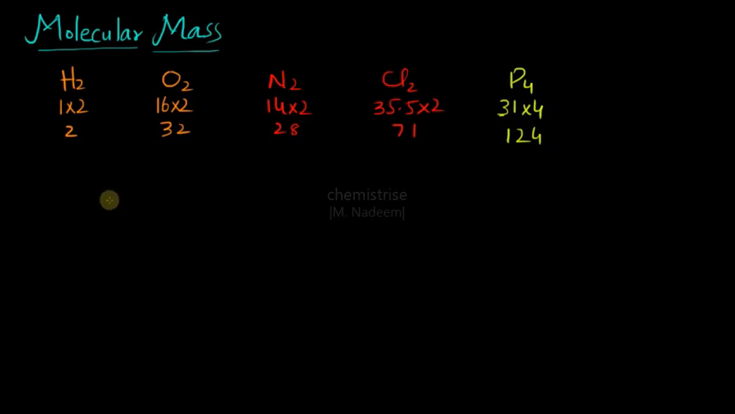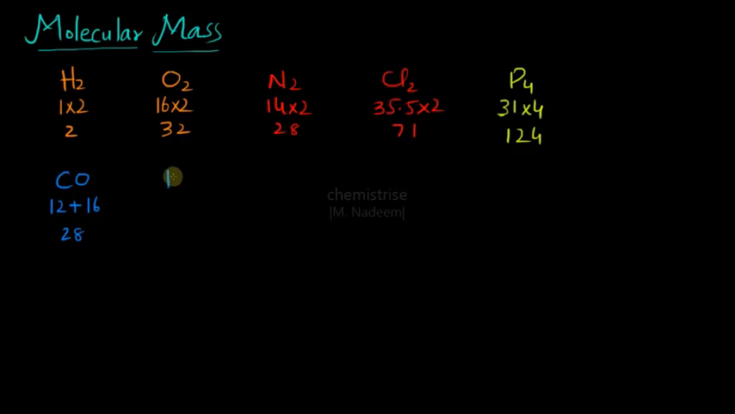Similarly, we can find the molecular mass for compounds as well. For example, we've got carbon monoxide. Now in this compound you've got carbon and oxygen. The atomic mass of carbon is 12 plus oxygen is 16. So in total it will give you 28.